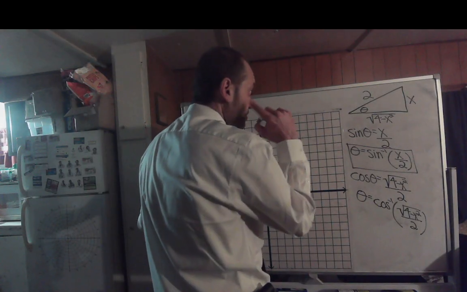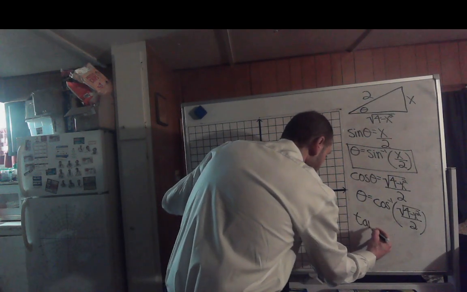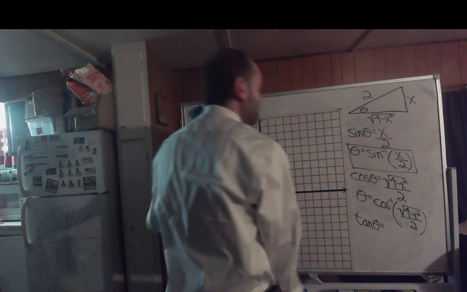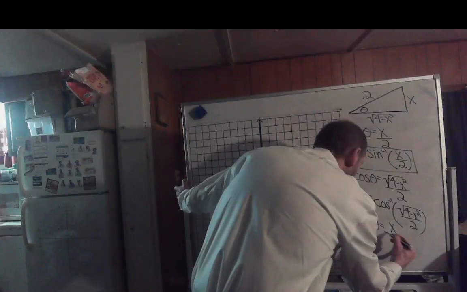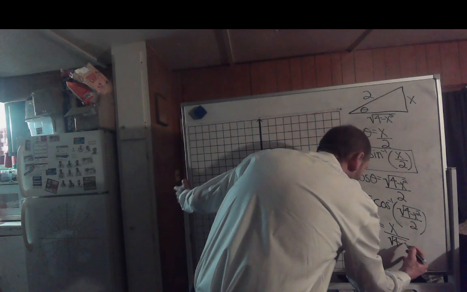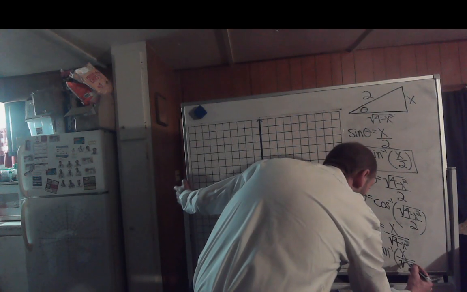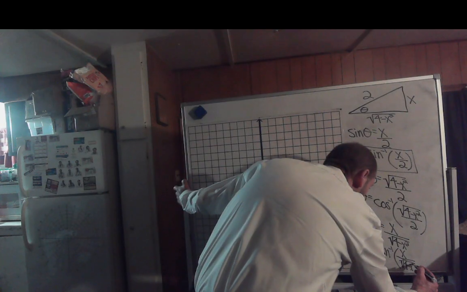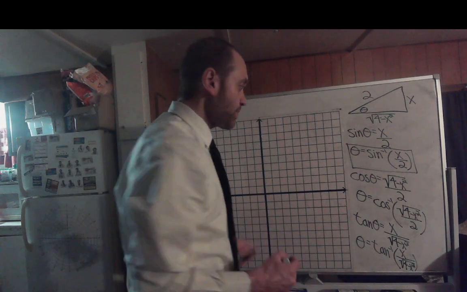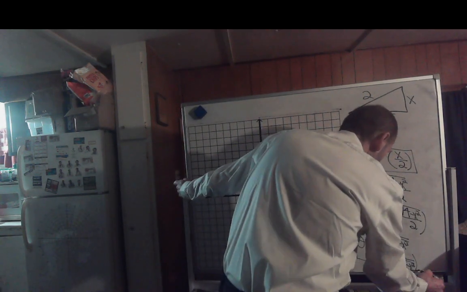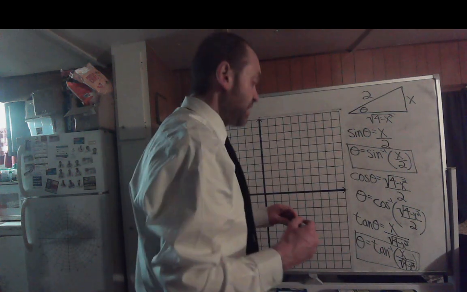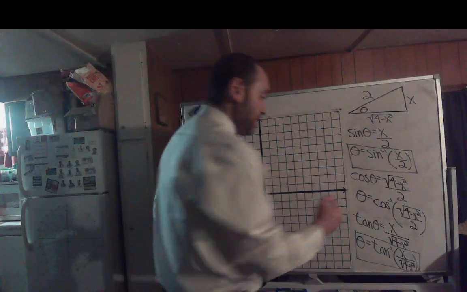And then, of course, we can deal with the tangent. So the tangent of theta equals opposite over adjacent. So that would be x all over the square root of 4 minus x squared. So that means that theta itself is going to equal the inverse tangent of x all over the square root of 4 minus x squared. Now there's the 3 original inverses, okay?